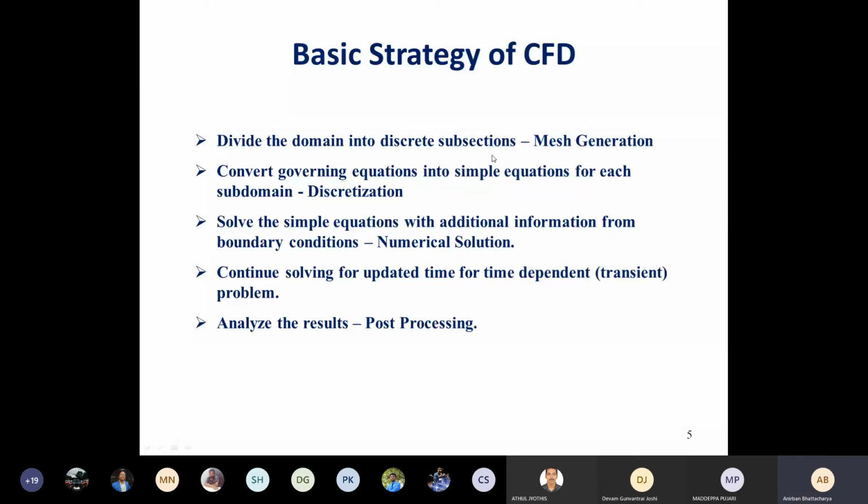And the main difference compared to analytical solution is that you divide it into small subsections. Okay, we will understand this later. This is known as mesh generation. And then you define a mathematical model for that, and the mathematical equations are generally very complex, second order equations in most cases. You develop simple equations from those second order equations for each of the subdomains, which are known as control volumes or grid points. Okay, these simple equations are easy to solve using algebraic calculation.